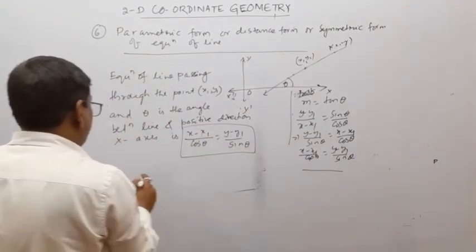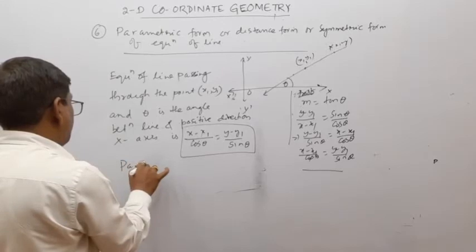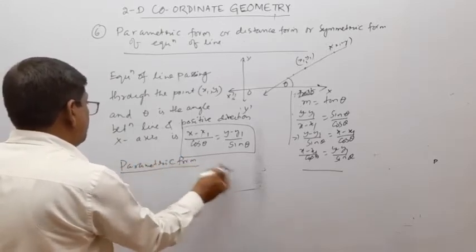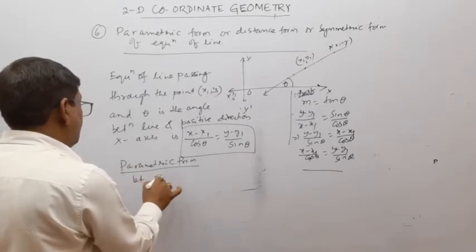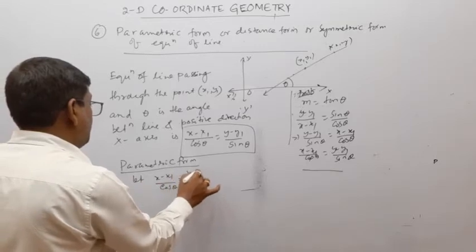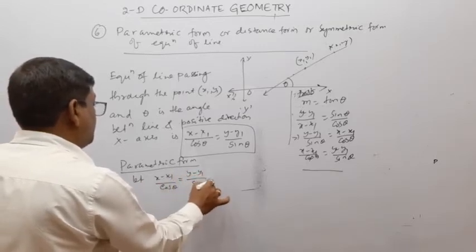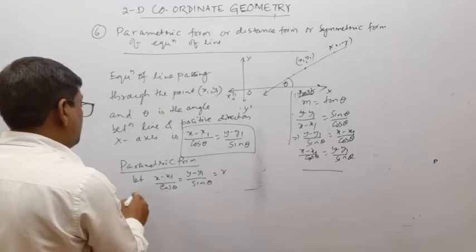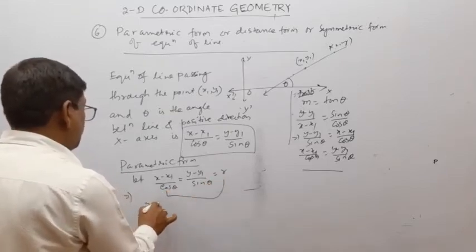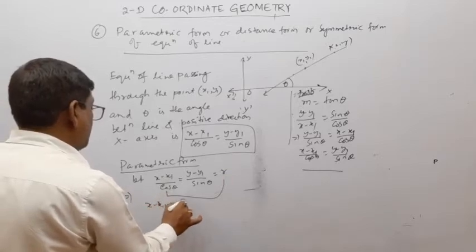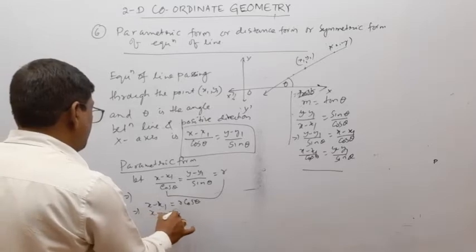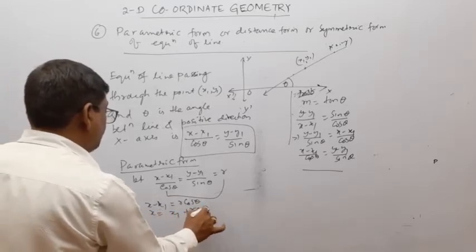Now what is the parametric form? Parametric form is, let x minus x1 by cos theta is equal to y minus y1 by sin theta is equal to r. So taking these two, x minus x1 is equal to r into cos theta, and that is x is equal to x1 plus r cos theta.